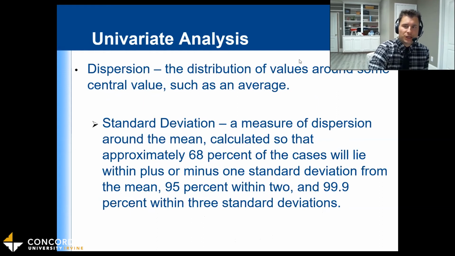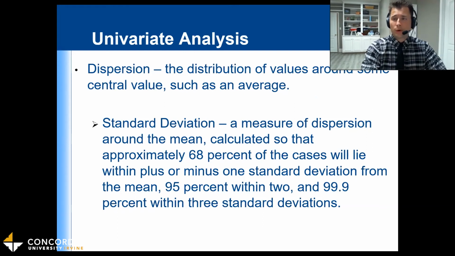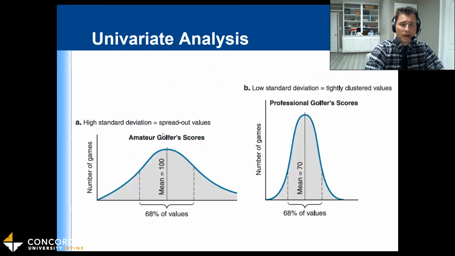Dispersion, the distribution of values around some central value such as an average. So the standard deviation is a measure of dispersion around the mean. It is calculated so that approximately 68% of the cases will lie within plus or minus 1 standard deviation from the mean, 95% within 2 and 99.9% within 3 standard deviations. So your standard deviation is important when discussing a quantitative analysis. Here's a high standard deviation, spread out values, 68% of values here. The mean is 100. Here's our dispersion of values, 68%. A low standard deviation, tightly clustered values, right here, the mean is 70, but it's a tighter window. This is more broad, this is tighter.